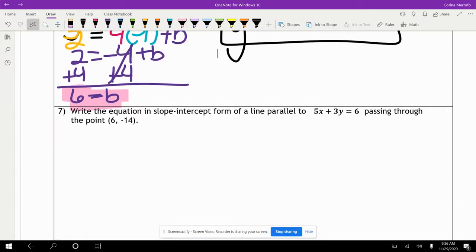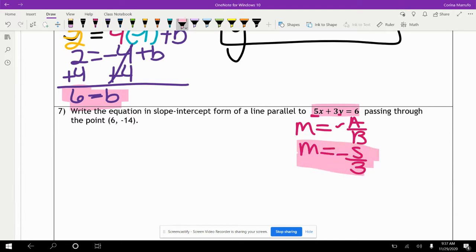So it says, write the equation in slope-intercept form of a line parallel to this one. If we want to get a line that's parallel to this one, we're going to have to find the slope. So our slope is m equals negative a over b. Remember the a is the number being multiplied with the x, so negative 5 over, our b is the number being multiplied with the y, so negative 5 over 3. Now we have our slope, and now we have to find the y-intercept. So we have y equals mx plus b. And instead of y, we are going to plug in a negative 14.